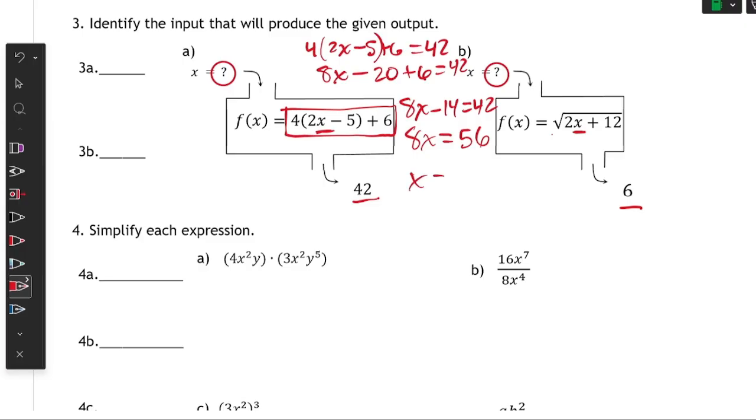And I can write it like this. I can write, hey, x is 56 divided by 8. And it's always nice to write that step down. Turns out that is a nice integer, right? We can divide that. It's exactly 7. So x is the number 7 is our solution for part A.